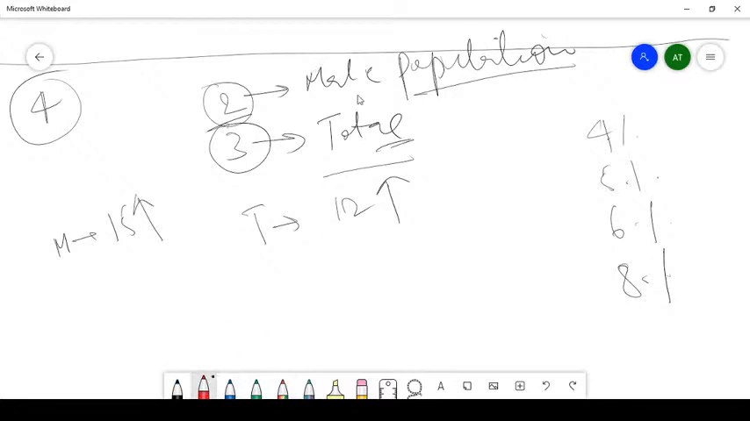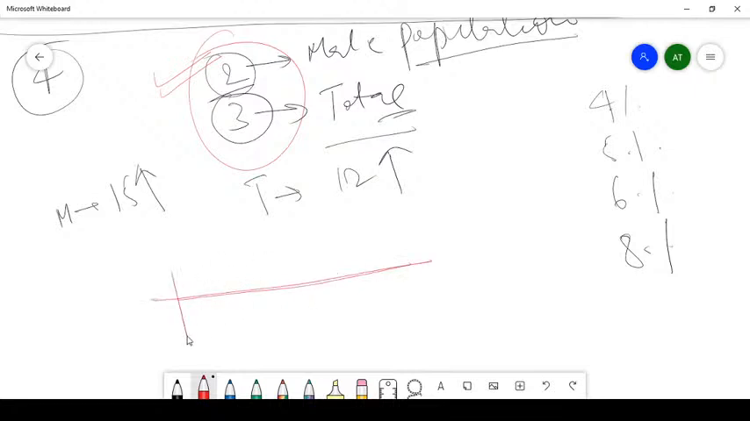Then how do we calculate the ratio? If I come to the basic concept of ratio, it just calculates the total population in a city, that is 3 units, and the male population, that is 2 units, and compares the male population with the total population. Then the ratio comes to 2 by 3.